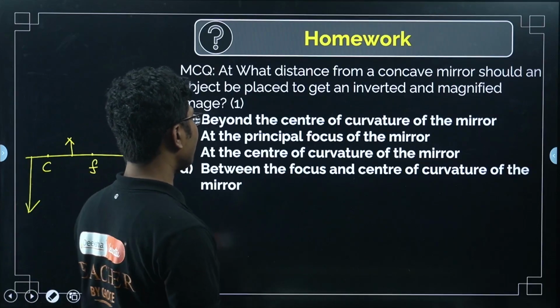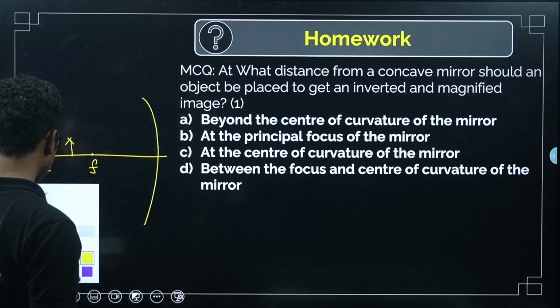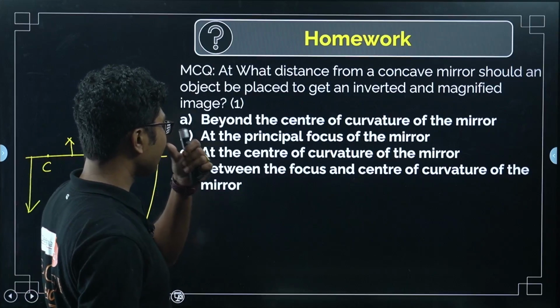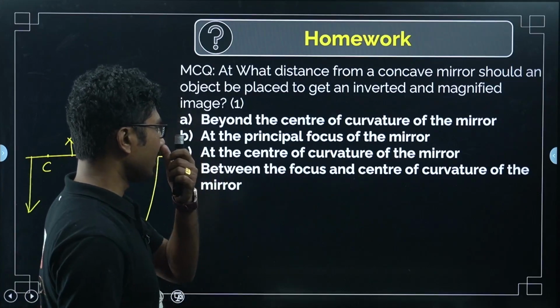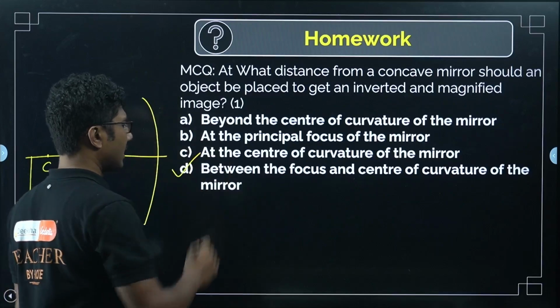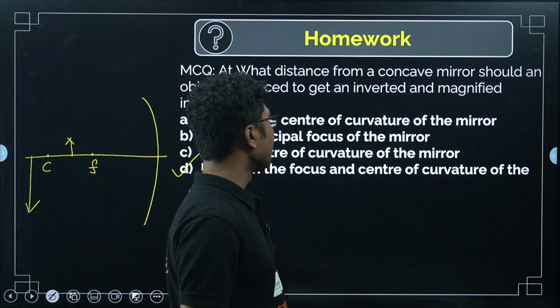Another option, another possibility from this chapter. Now the principal focus of the mirror, obviously no. Beyond the center of curvature, no. At the center of curvature of the mirror, no. Between the focus and center of curvature of the mirror, so the correct option is option D in this case. Now let's move on.